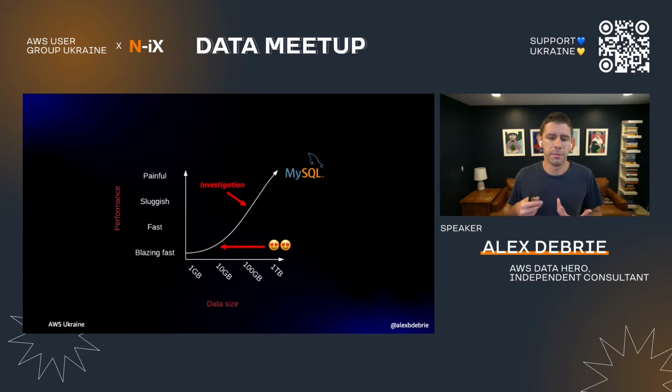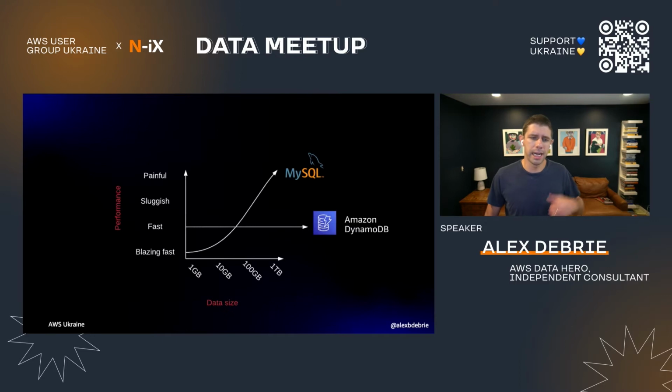Do I need to do something else, increase my instance size? And then at some point, it gets so painful and slow, and you've done all that you can do, that you might have to re-architect and redesign your data model, whether that's on a SQL database still or on some other type of database. So that's just the general curve of how relational databases work.